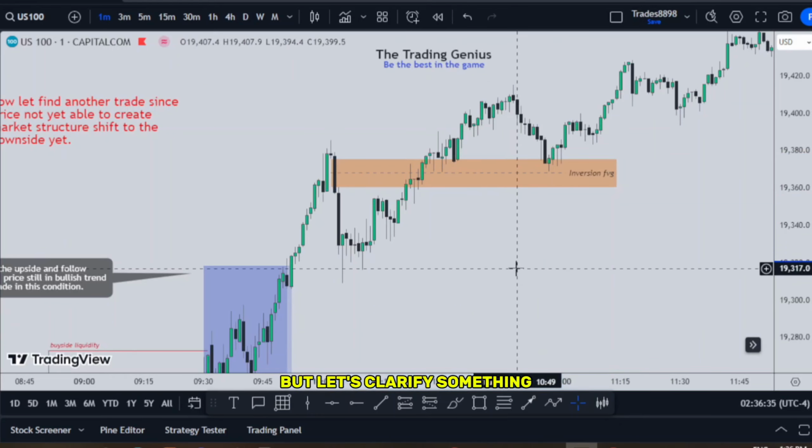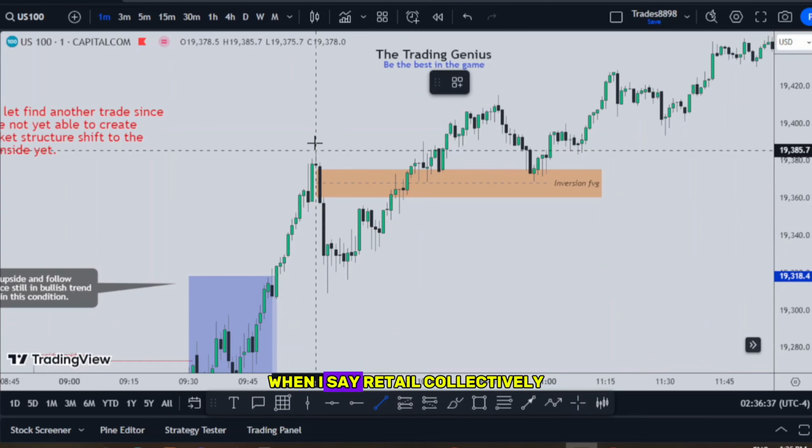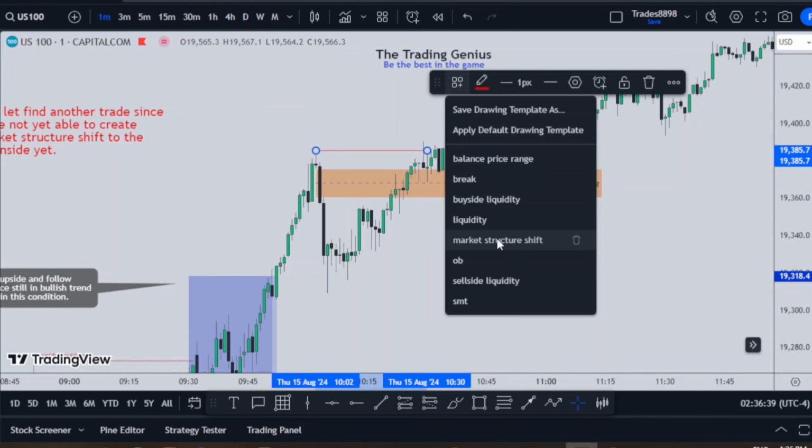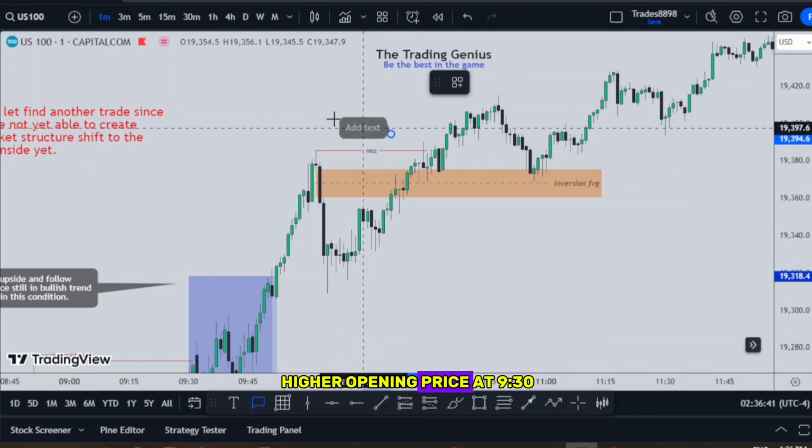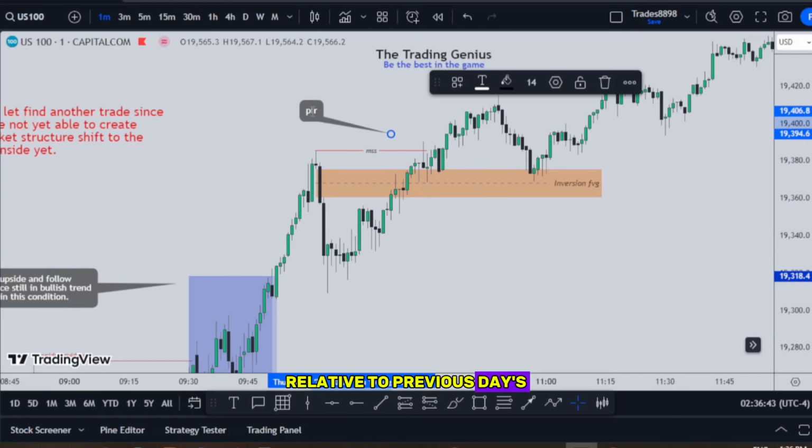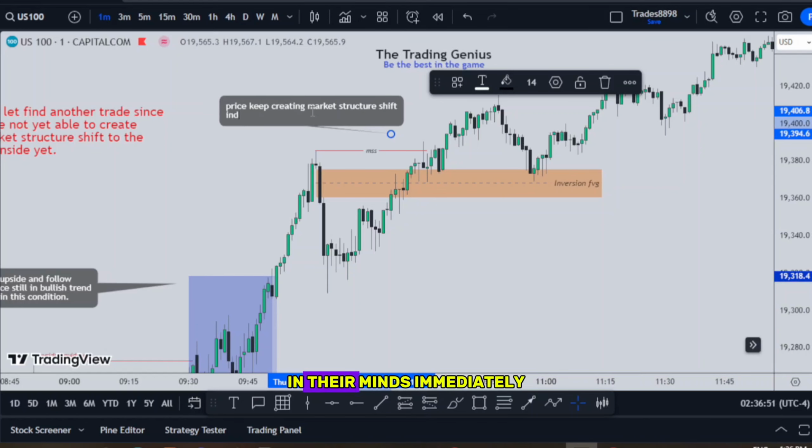But let's clarify something. When I say retail collectively are looking at that higher opening price at 9:30 relative to previous day's settlement price at 4:14, always New York local time, when they see that opening price higher, in their minds, immediately they're bullish. They're looking for some kind of continuation higher.